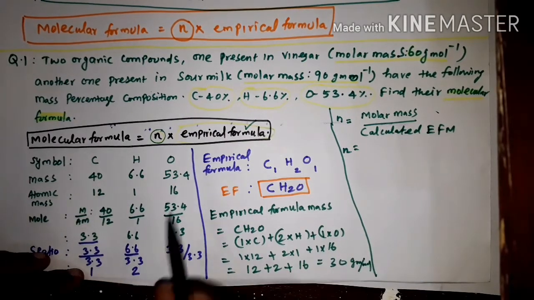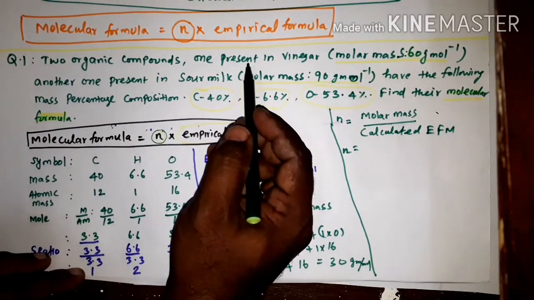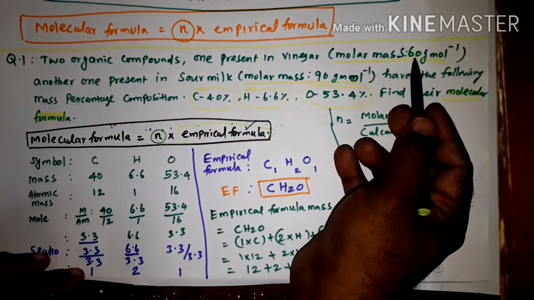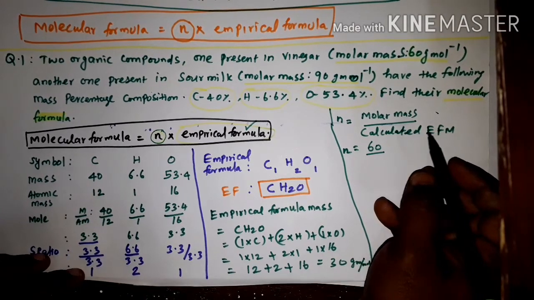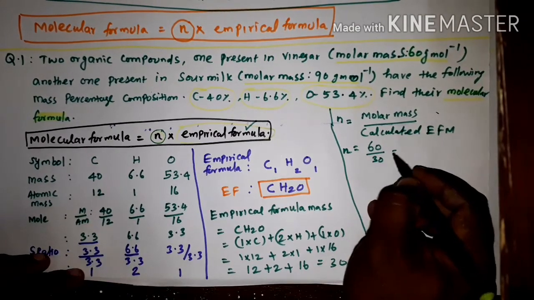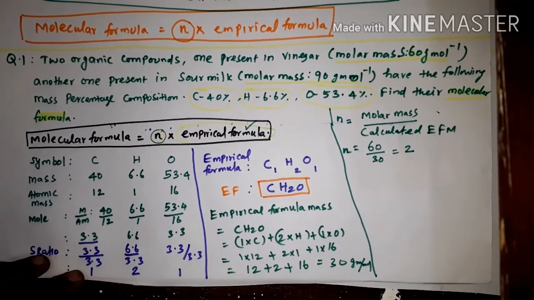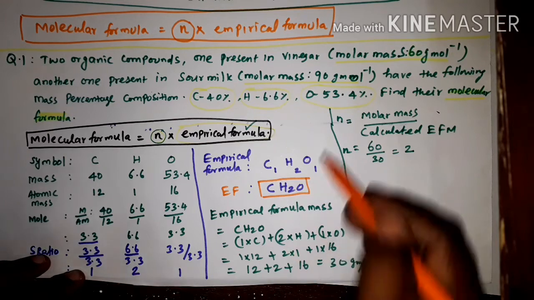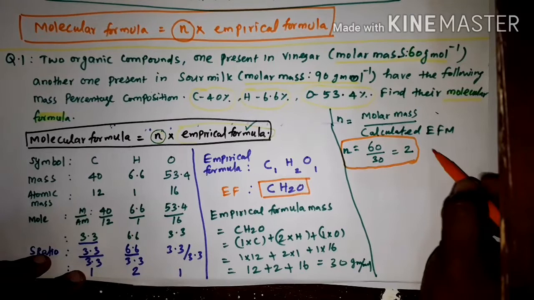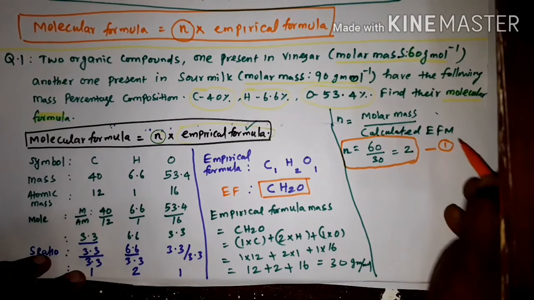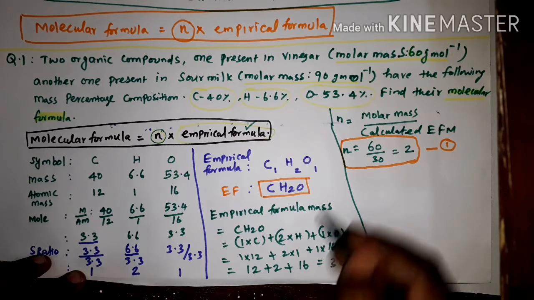So for n, there are two organic compounds. For the first compound, what is the molar mass given? 60 gram per mole. 60 divided by what is the calculated empirical formula mass? 30. So n equals 2. Clear? n equals 2. This is for the first compound.